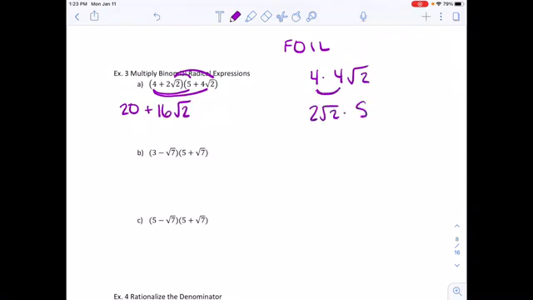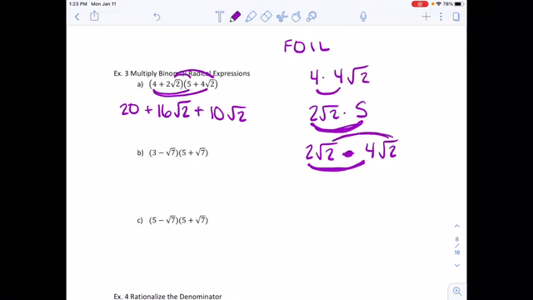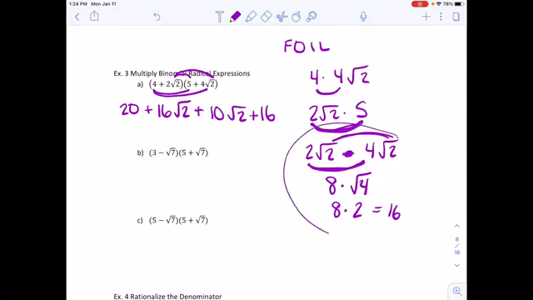Same thing with 2 root 2 times 5, you just multiply these guys, you end up getting, oops, not multiply, but plus 10 root 2. Probably the hardest of all of these is doing a root times a root. So 2 root 2 times 4 root 2. You just multiply each part separately. So we end up getting 2 times 4 is 8. And then that is times root 4, but root 4 is really just times 2, so this is 16 on the end. So this is probably one of the more difficult pieces of this FOIL.